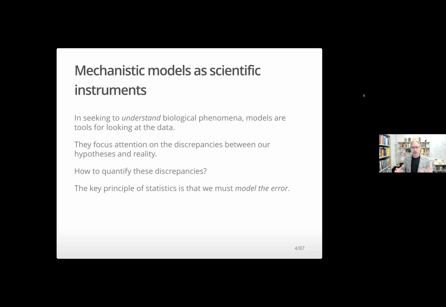How do we go about quantifying discrepancies? I already hinted that the key metric involved in quantifying discrepancies is the metric of surprisingness, which is a probabilistic concept. And so we fall back on the key principle in statistics, which is modeling the error, modeling all of the deviations.